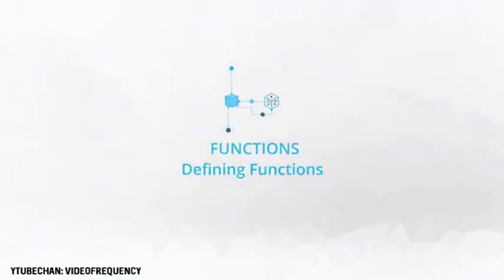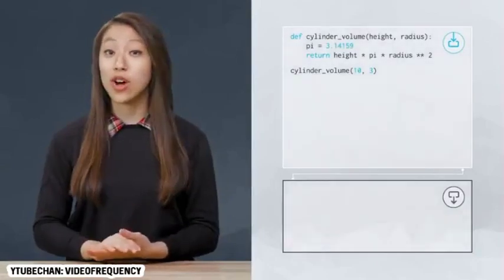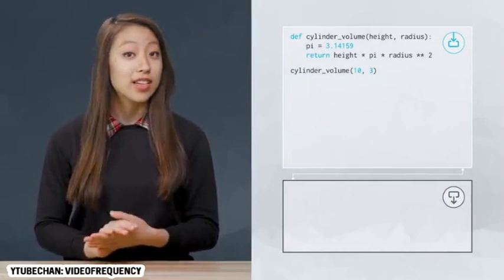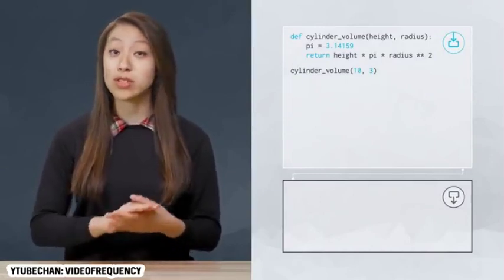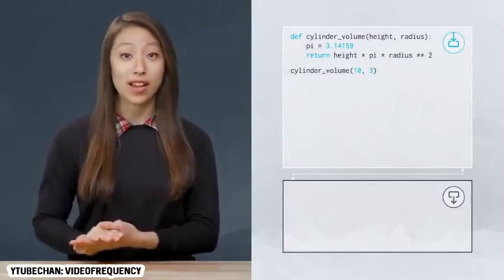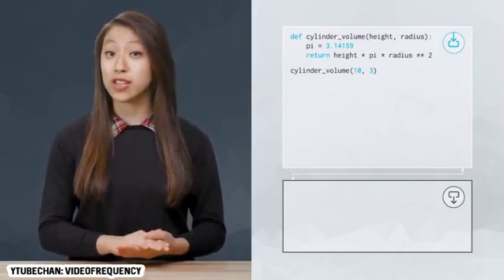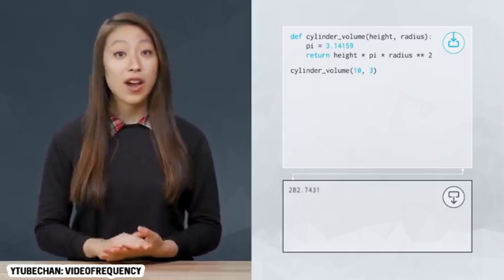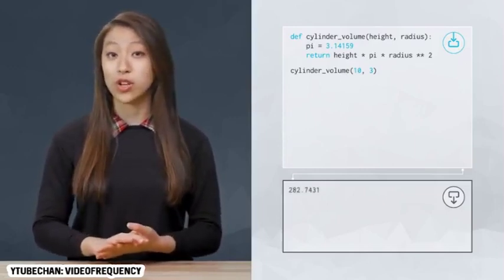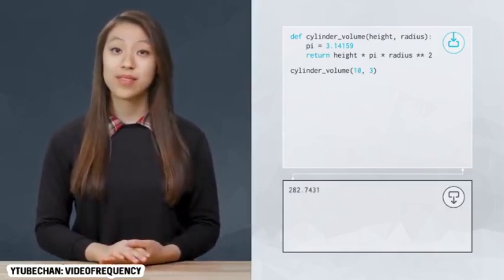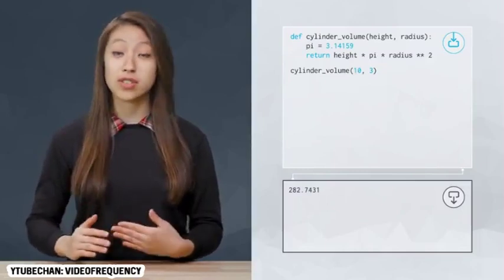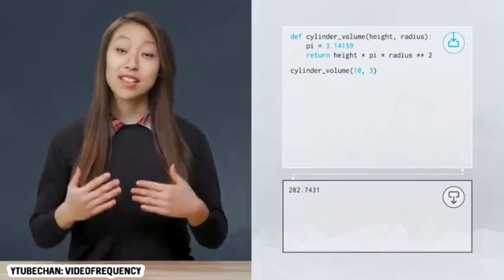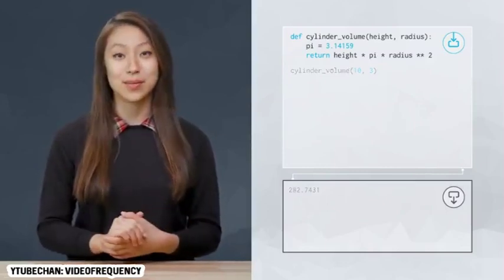As our first function, we'll write a function that calculates the volume of a cylinder. The formula for this is the cylinder's height multiplied by the square of its radius multiplied by pi. Here's what that formula looks like when defined in a function called cylinder_volume. After defining the cylinder_volume function, we can use it like this. This value is the volume of a cylinder 10 inches tall with a radius of 3 inches. Let's see how this works behind the scenes.